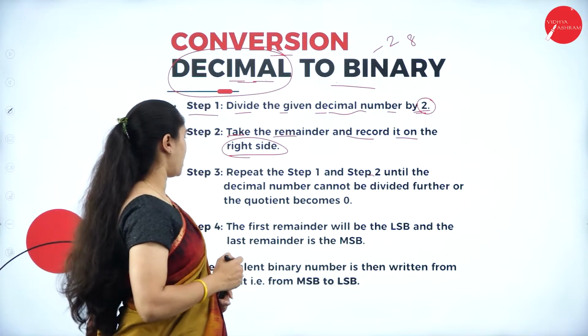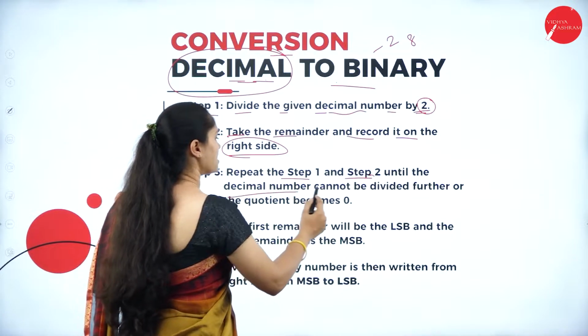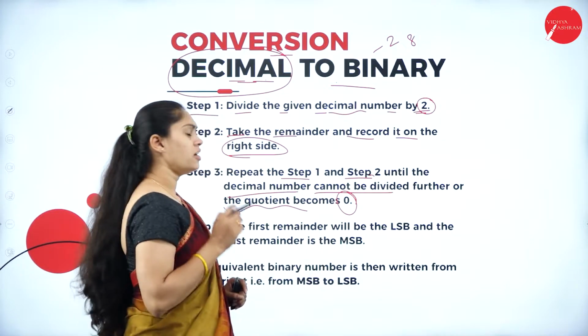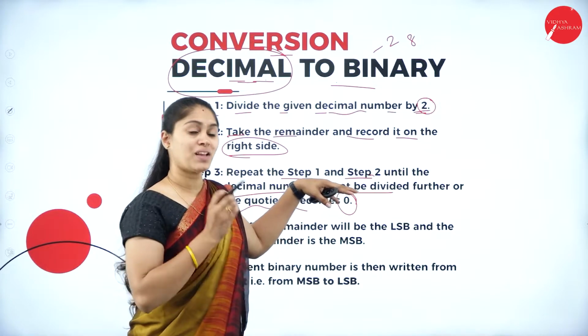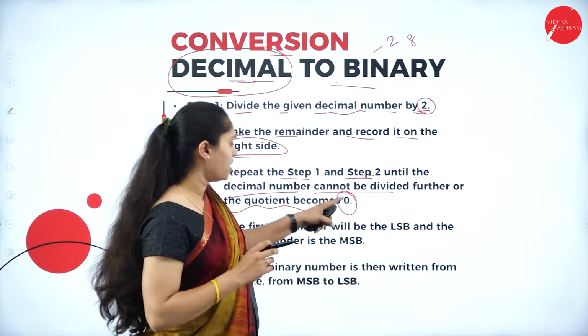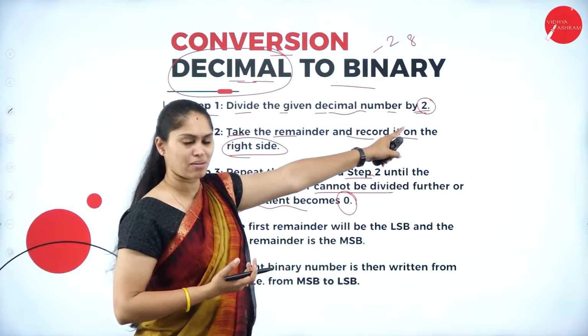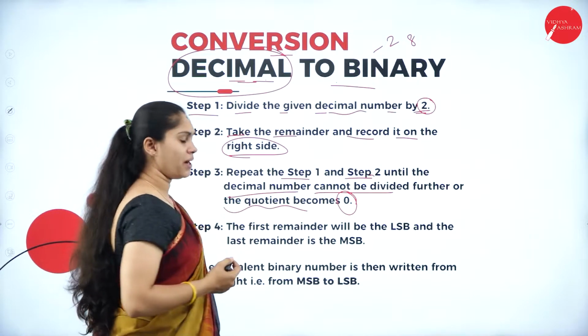to the right side. In step 3, we have to repeat step 1 and step 2 until the decimal number cannot be divided further or the quotient becomes 0. We have to do the division of the given decimal number until that quotient reaches 0, which we cannot further divide by 2 as a binary number. At that point, you have to stop the conversion or stop the division.